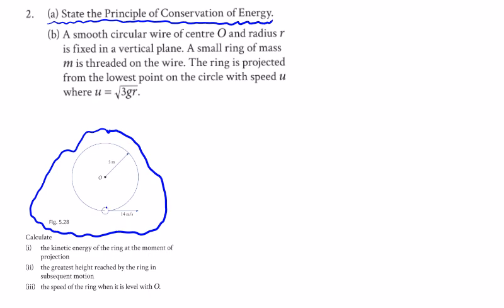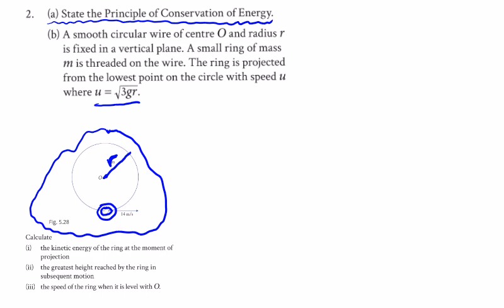It is about a ring on a circle, which looks like the diagram that we have, but we're told here our initial speed is the square root of gr. So a smooth circular wire of center O and radius r, so I'll just put an r here, it says 5 in the diagram, is threaded on a wire. The ring is projected from the lowest point, which we have down here, with a speed of u. 1, the kinetic energy at the moment of projection.